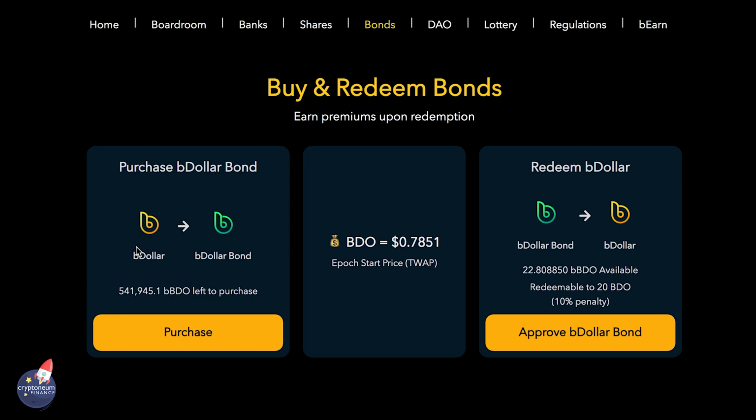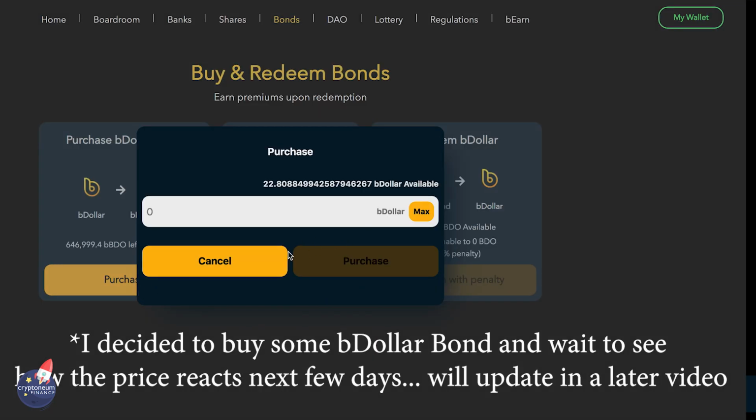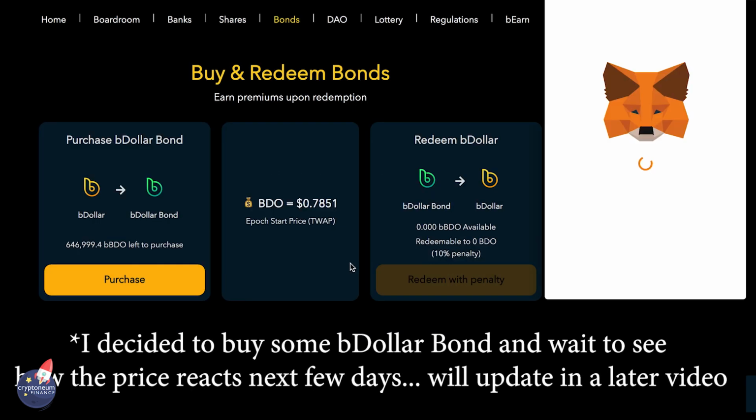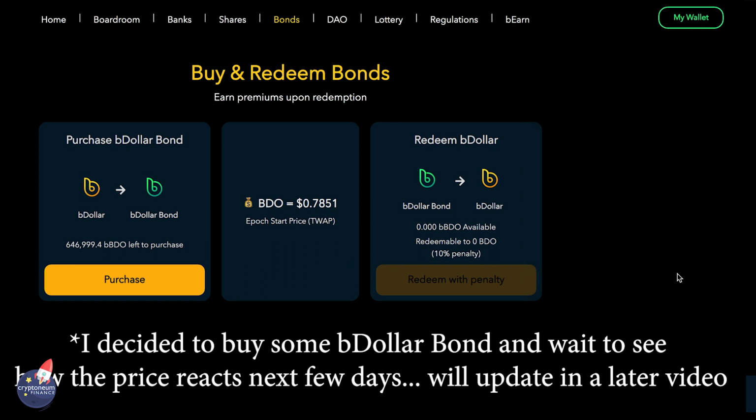So why would you buy a bDOLLAR bond? They do offer some incentives to the bDOLLAR bond, which I'm still researching. But basically, I've noticed that the bDOLLAR bond goes up in price much quicker than the bDOLLAR. So if you are holding the bDOLLAR bond at the time that bDOLLAR is already above $1, you can change it back into more bDOLLARs, and that just incentivizes people to buy this bDOLLAR bond.